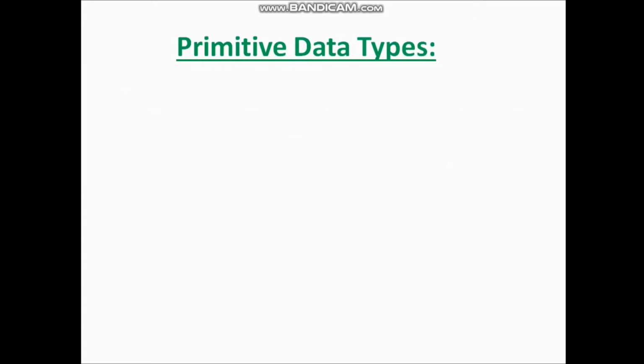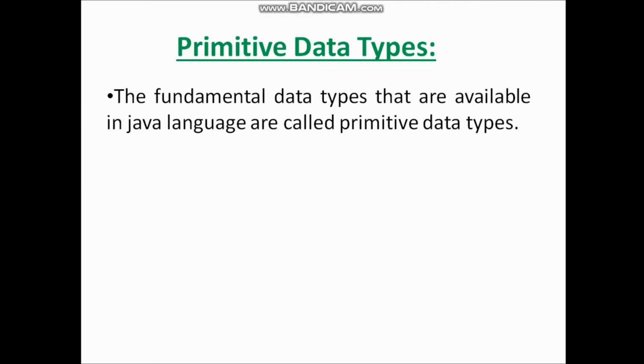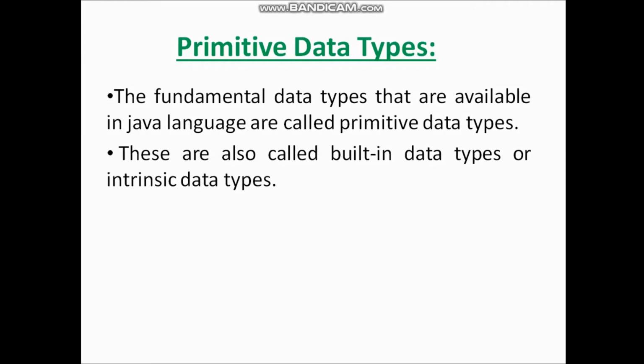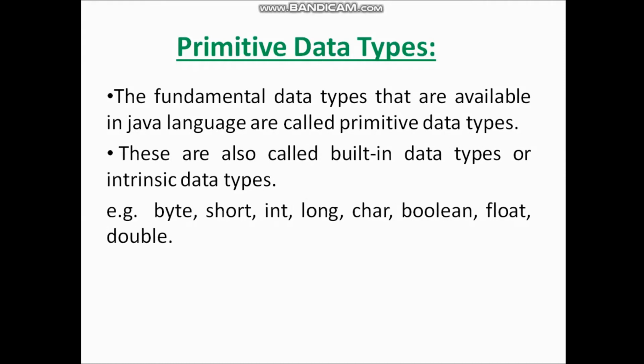First one is primitive data type. These are called fundamental data types. These are also called built-in data types or intrinsic data types. For example, byte, short, long, int, character, boolean, etc.